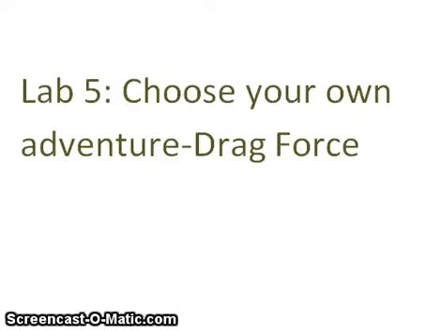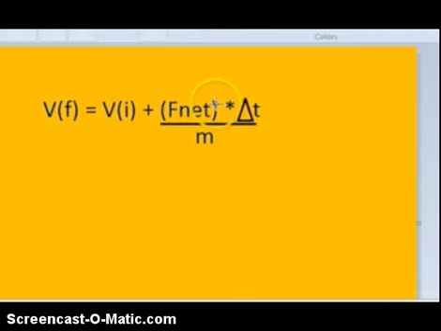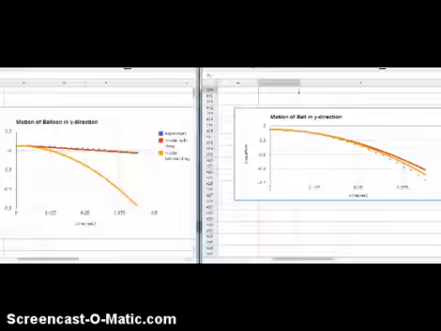This is Lab 5, Choose Your Own Adventure, Drag Force. For this lab, I chose to analyze the motion of two different falling objects. One was a soccer ball and the other was an inflated latex balloon. Using Newton's second law as seen here, I was able to analyze and predict the motion of the objects and see the effect of the drag force.